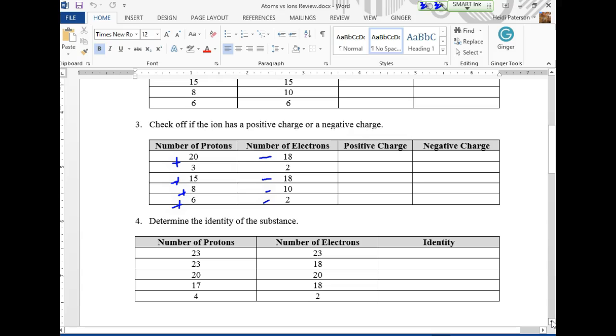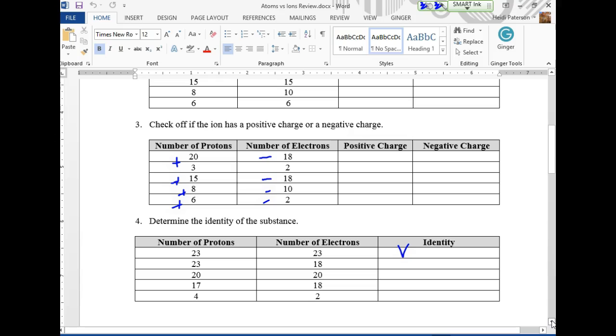How are you going to come up with the identity of the substance? Are you going to use the number of protons, or are you going to use the number of electrons to look at? Protons. Absolutely the number of protons. So first job is to find out what number 23 is. Vanadium. Symbol is V. We have 23 protons and 23 electrons. It's neutral. This substance will only be V.